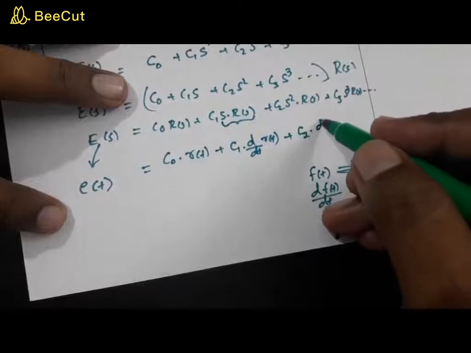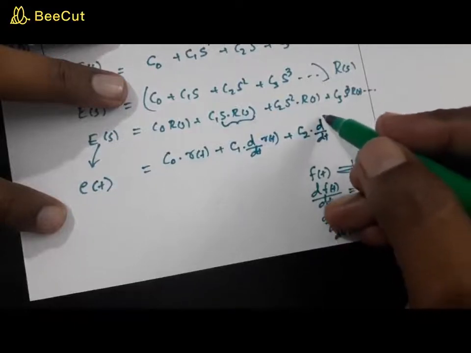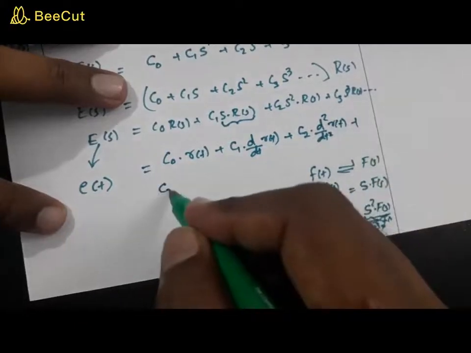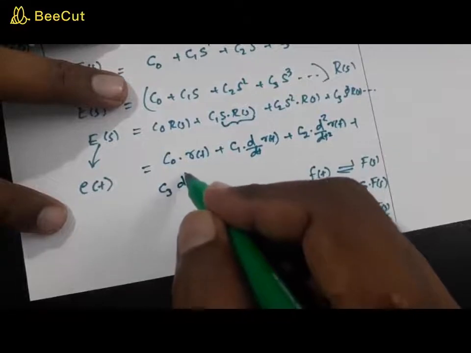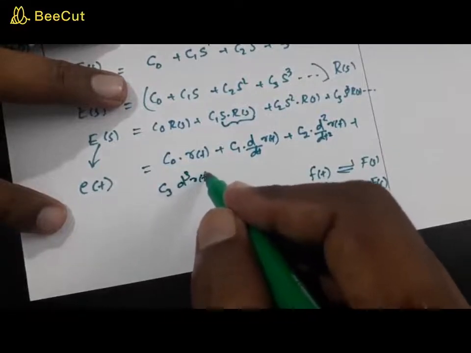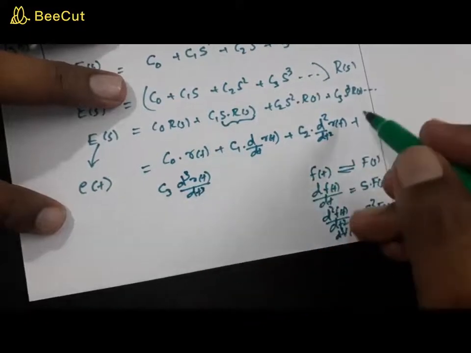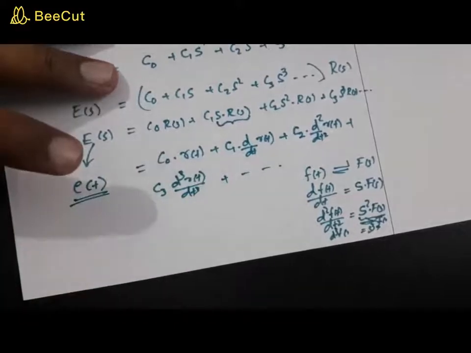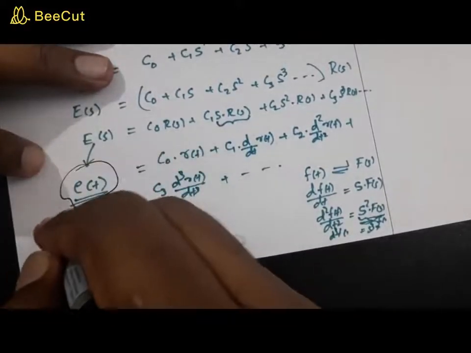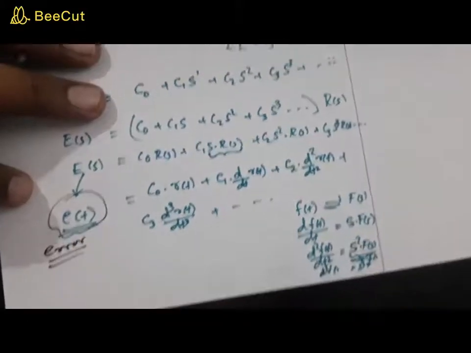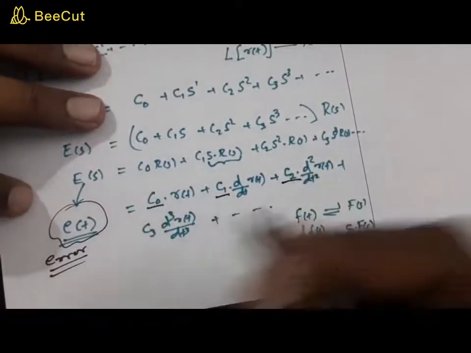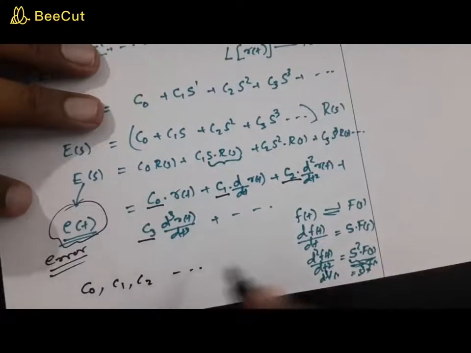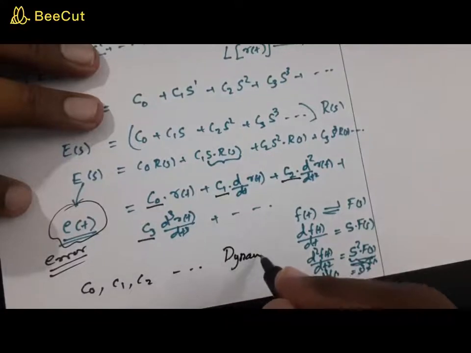So this will be C2 into d square by dt square of r of t plus C3 into the third derivative of the input, d cube r of t by dt cube. Okay, so this is it. Now what is this equation? This equation is what is called the error equation, right? This is the error, where C0, C1, C2, C3, all these are coefficients, and these are called the dynamic error coefficients.